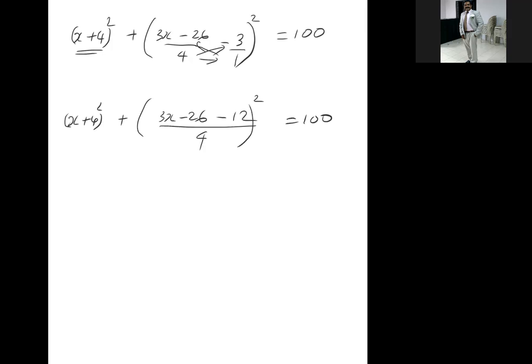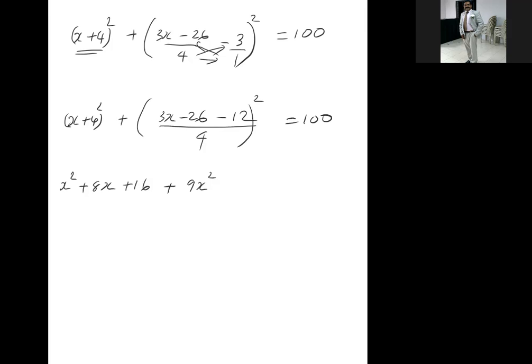So ((3x - 26 - 12) divided by 4) whole square is equal to 100. Then you expand it. It becomes x square plus 8x plus 16. Then it becomes 9x square. What is minus 26 minus 12? Minus 26 minus 12 is going to be minus 38.